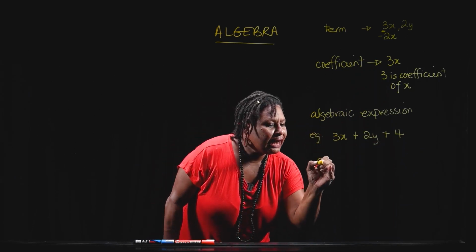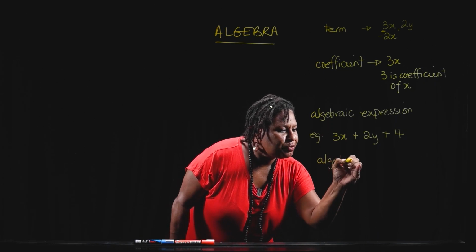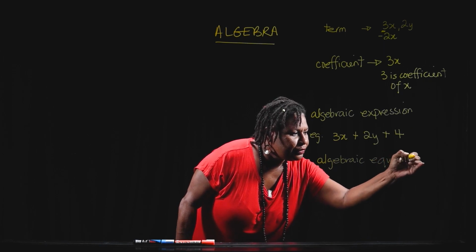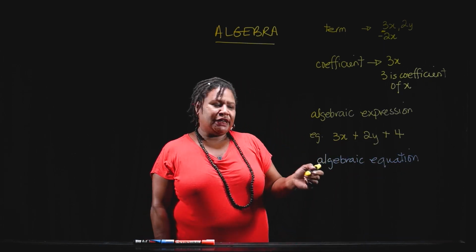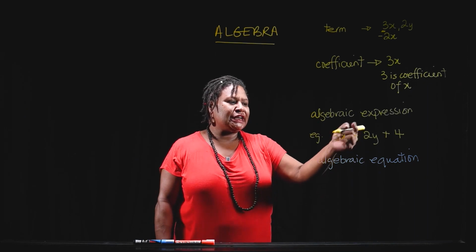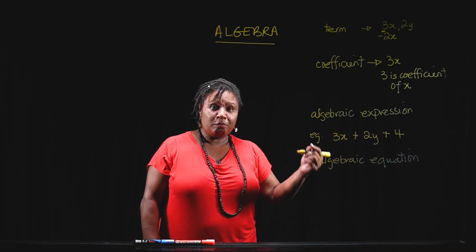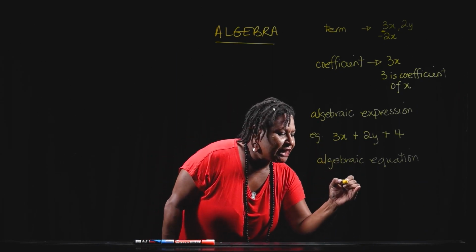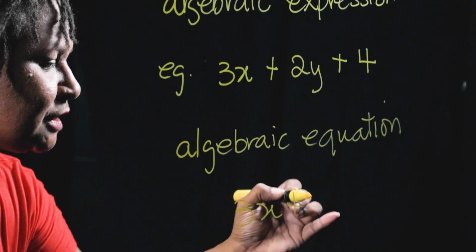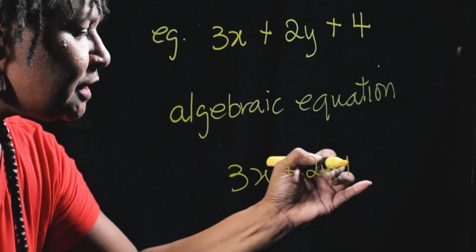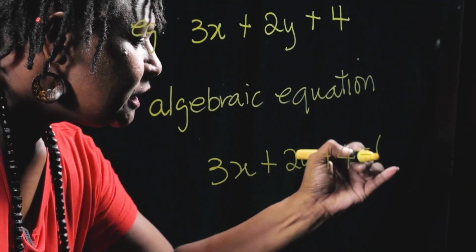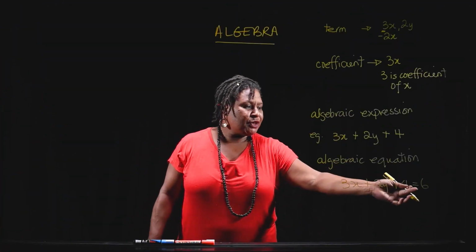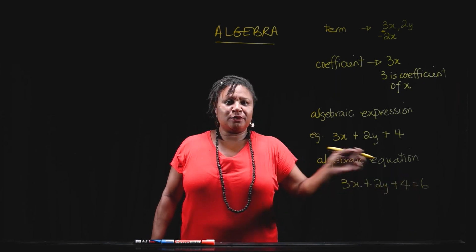Now, another term is an algebraic equation. An algebraic equation is made up of algebraic terms, but it has an equal sign in it. So we can say 3x plus 2y plus 4 equal to 6. This is an algebraic equation because it contains an equal sign.